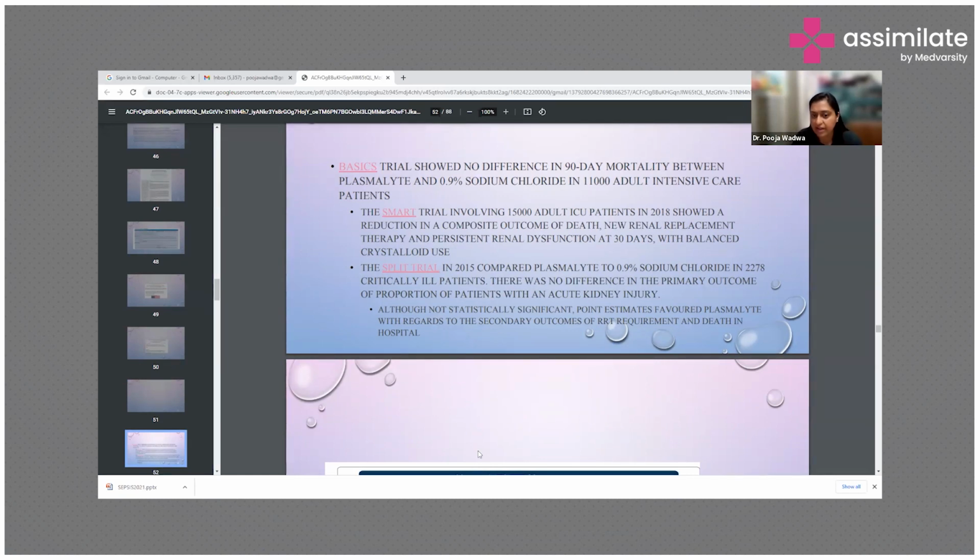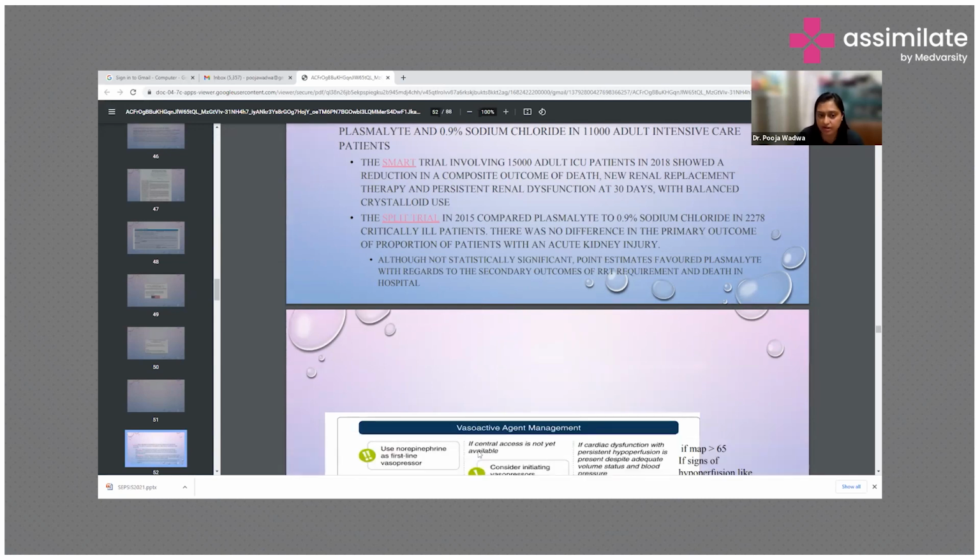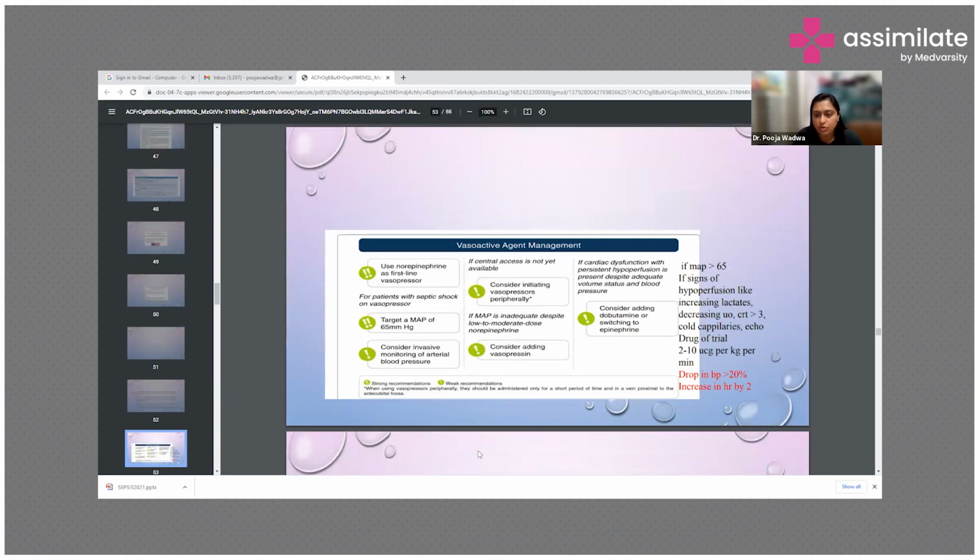And the SPLIT trial in 2015 compared Plasma-Lyte to normal saline. There was no difference in the primary outcome of proportion of patients with acute kidney injury. Although not statistically significant, the point estimates favored Plasma-Lyte with regard to the secondary outcome of RRT. I already told you, the first vasopressor to be used is norepinephrine, second is vasopressin, and third is epinephrine. If there is cardiac dysfunction with persistent hypoperfusion, you can add dobutamine also, instead of epinephrine.